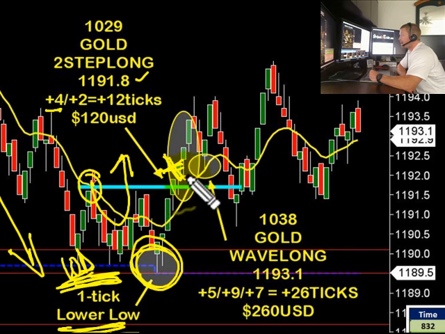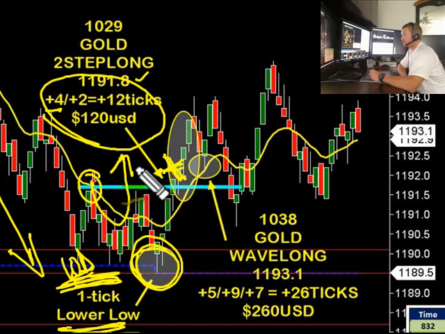So you can see what happens is I put my entry plus 1 for the stop, and I got bounced out a little bit early, right? A little bit early there, but we got our plus 12 ticks. We got 120 bucks out of the first trade. And again, the big sign here was that one tick lower low, bouncing off the low of day. It's called a two-step pattern long. Guys, this is a real popular pattern.